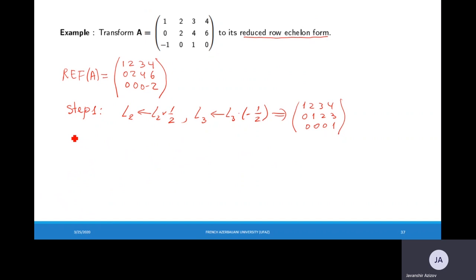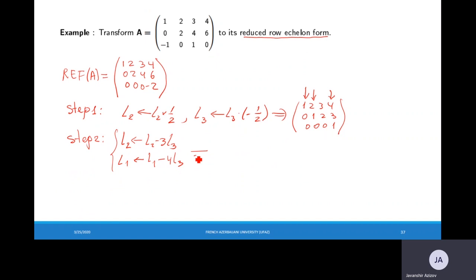Step 2. Each column containing a leading one must have zeros everywhere except one. In our example, these columns are the first one, the second one, and the last one. First, we cancel 4 and 3 in the last column. Because of this, we use these elementary operations. Instead of L2, we write L2 minus 3L3. And instead of L1, we write L1 minus 4L3.